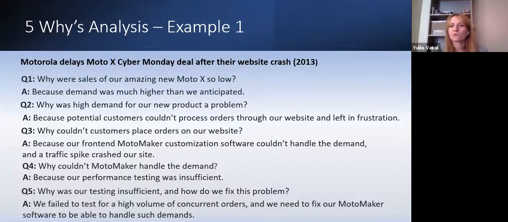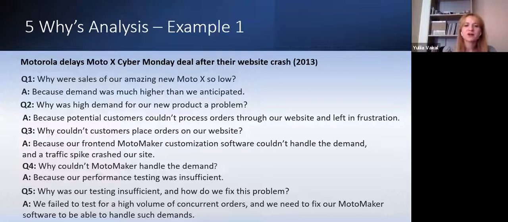So you see, we started with a very general problem: what was wrong with our sales? And it wasn't just that the website or front end was bad. We found the problem that we didn't do this testing. We didn't expect the demand, and we didn't do this performance testing.